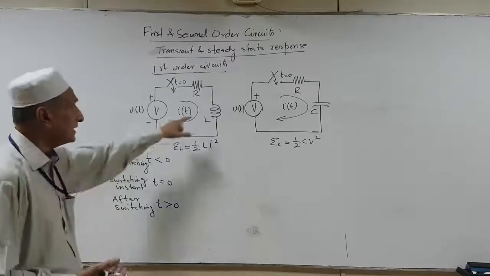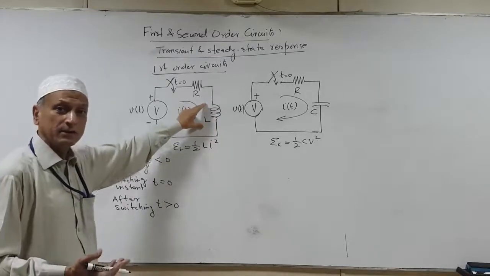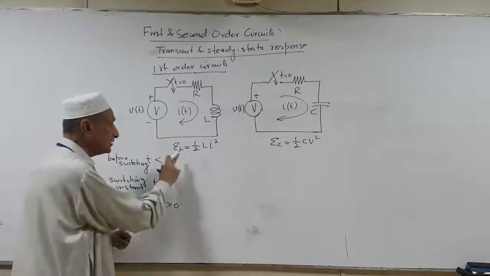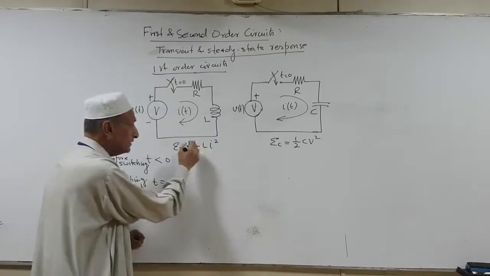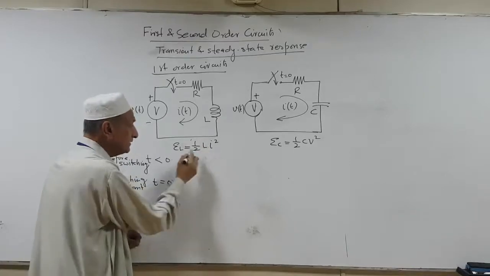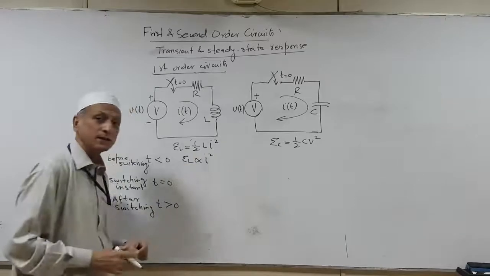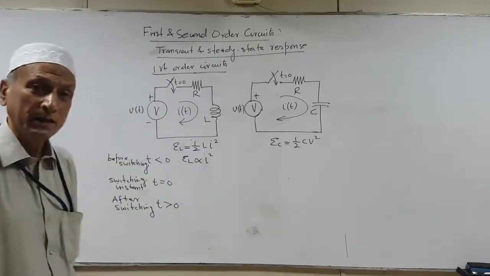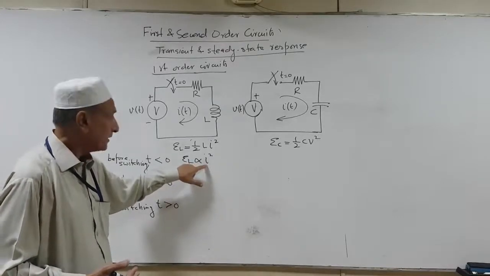The first one is the inductor. Now an inductor is basically an energy storage device which stores magnetic field energy, and the expression for the energy is 1/2 L i squared. Now this L being constant, this means that E_L is directly proportional to the square of the current. This means that the inductor energy is current sensitive; it depends upon the current.